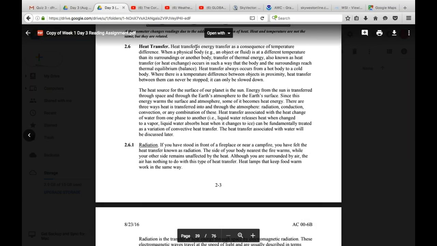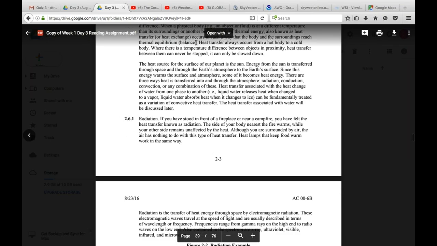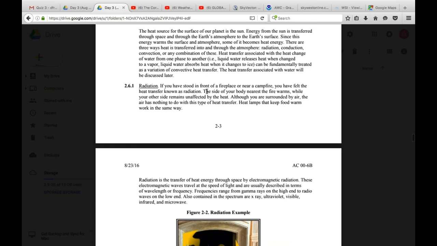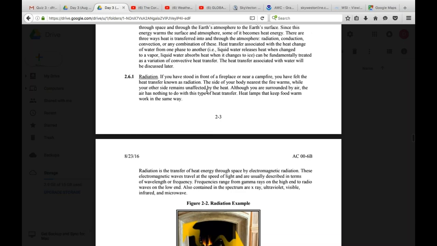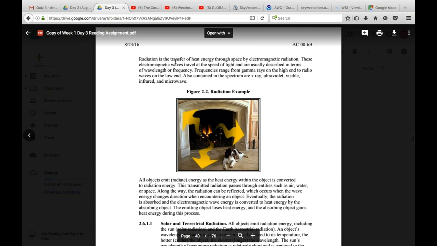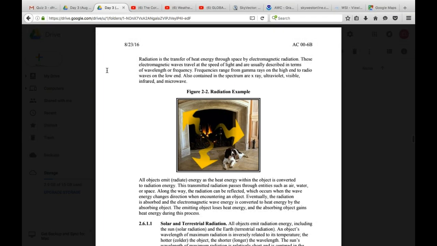So heat transfer is going to be the transfer of energy from one thing to another, and that's basically just going to be heat. If we're transferring it by radiation, say you stood in front of a fireplace or near a campfire, you have felt the heat transfer known as radiation. The side of your body nearest the fire warms while the other side remains unaffected by the heat. Although you're surrounded by air, the air has nothing to do with this type of heat transfer. Heat lamps that keep food warm work in the same way. Radiation is the transfer of heat energy through space by electromagnetic radiation.